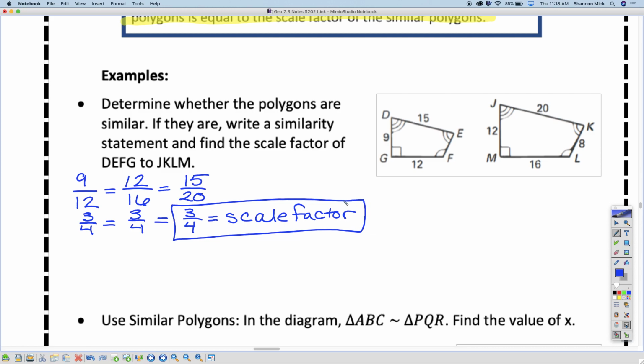Okay, so are these two similar? Yes. Okay, we are going to write a similarity statement and find the scale factor. We are also going to write a statement that says all the angles that are congruent and all the sides that are corresponding.